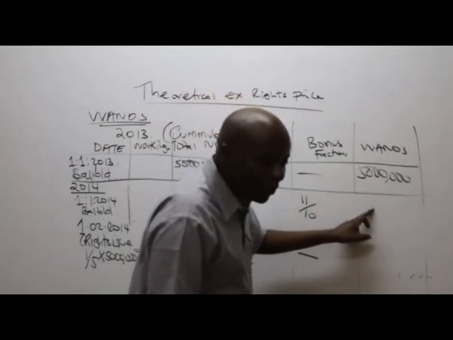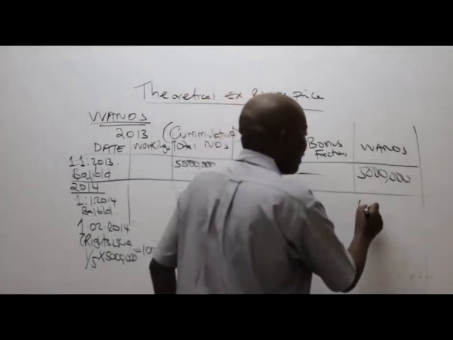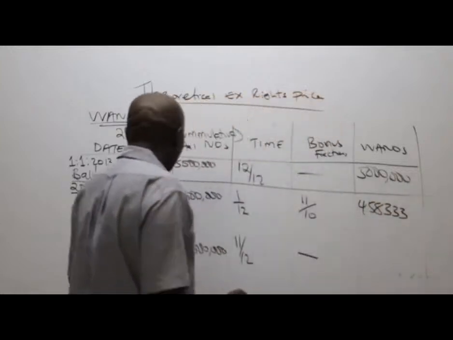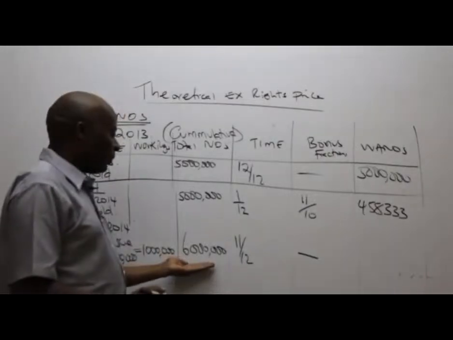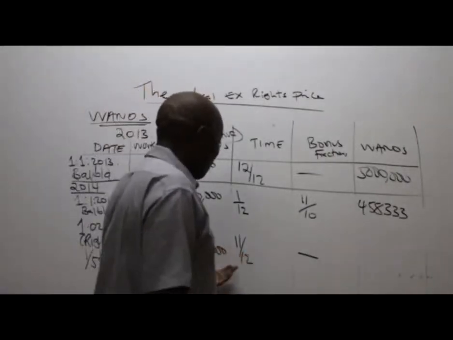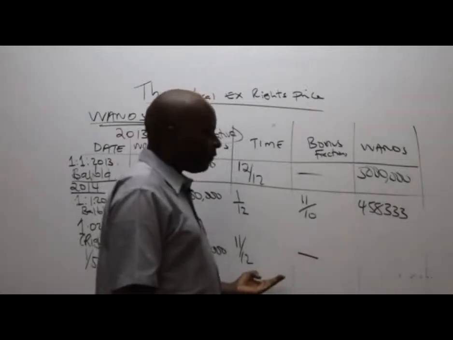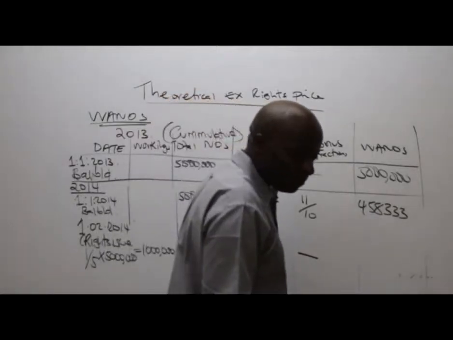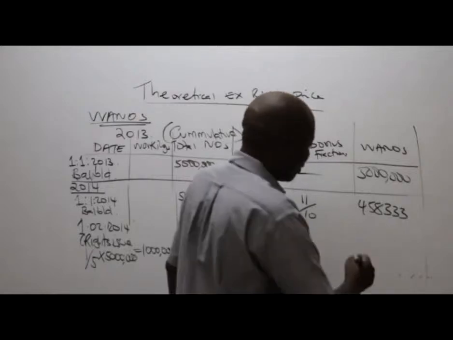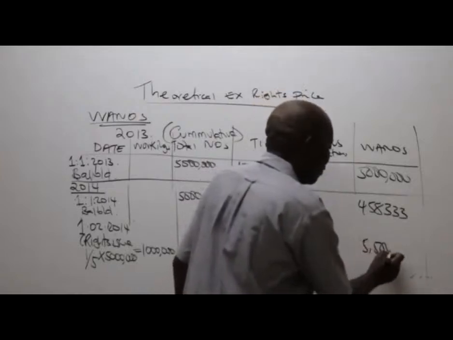So unaniambia mwalimu ile 458,3333. 458,3333 like that. How about the last one? The last one will be 6 million times 11 over 12, of course. So it is 6 million times 11 over 12, which will give me 5 point what here, somebody? Obadia nasema ni 5.5 million, right? 5.5 million, right? So 5.5 million. Thank you, and thank you very much.